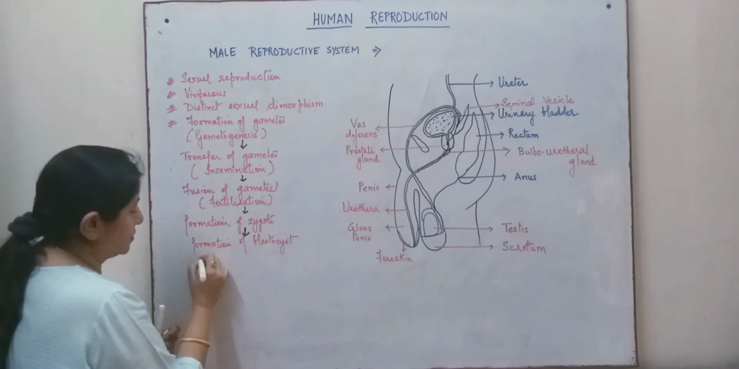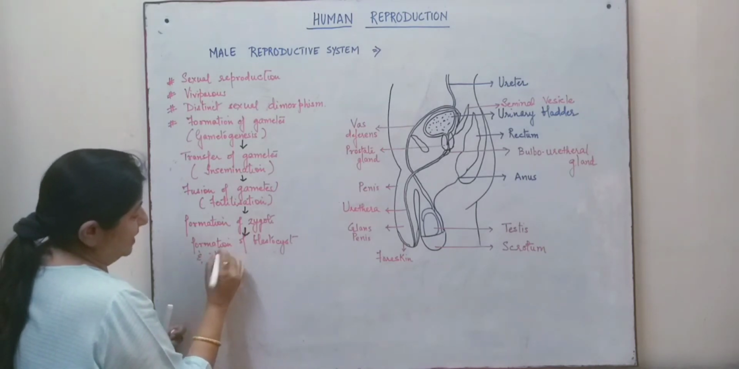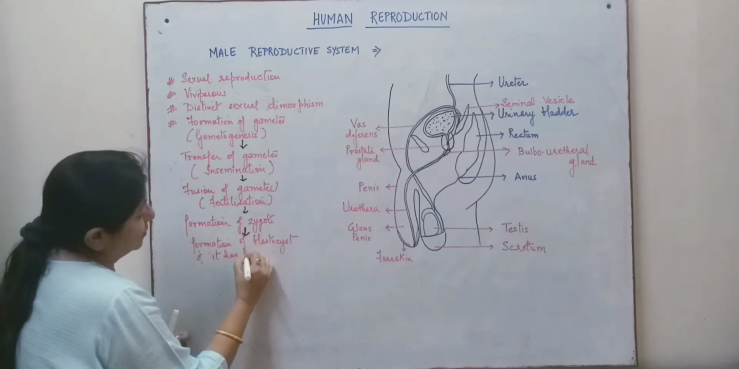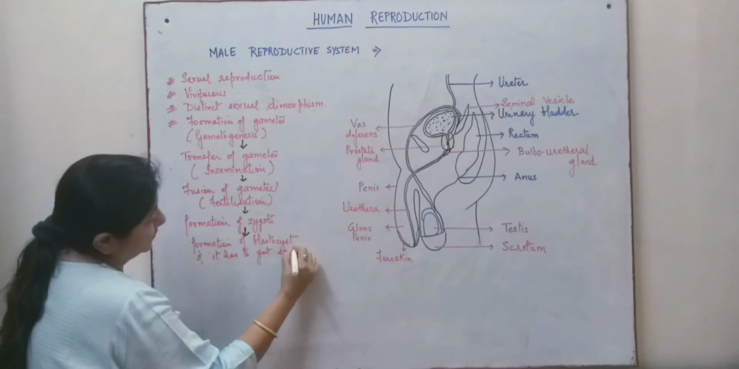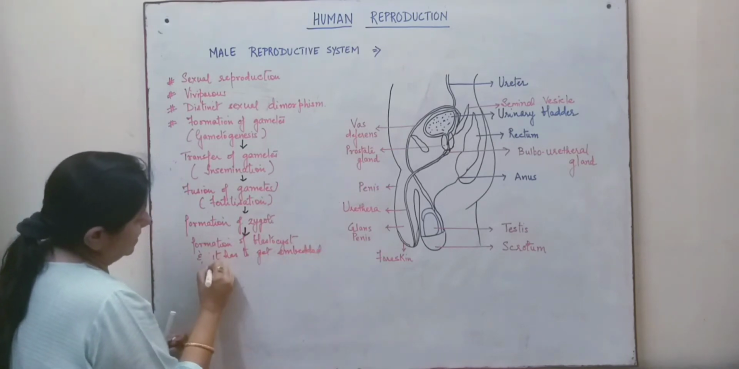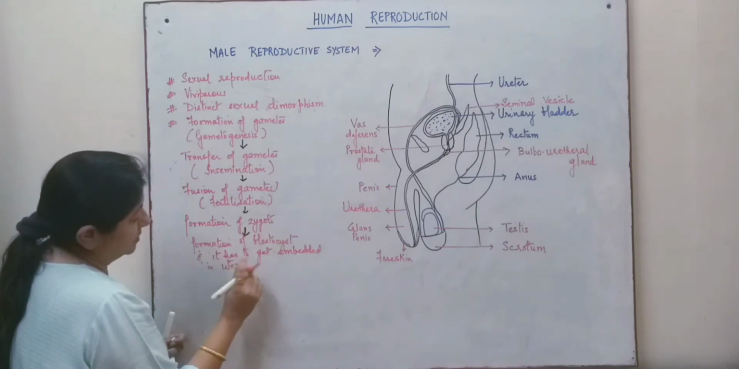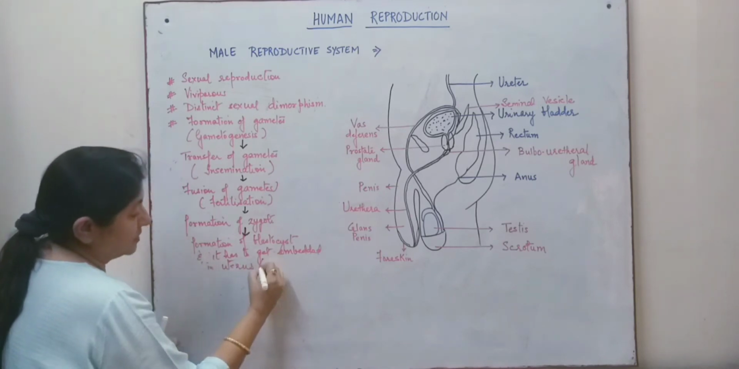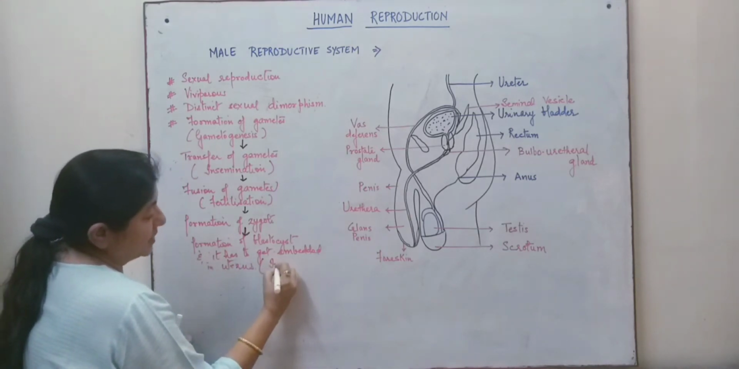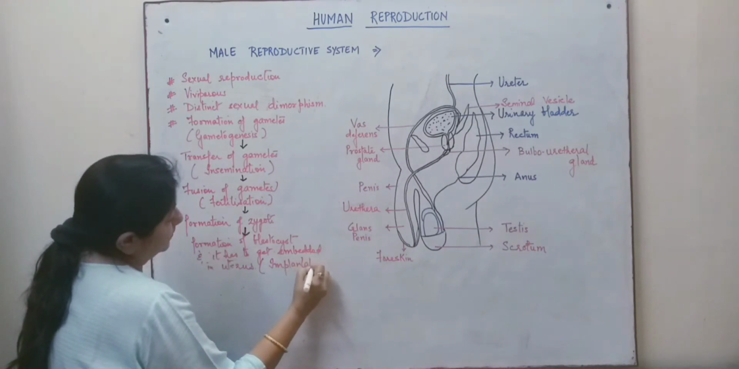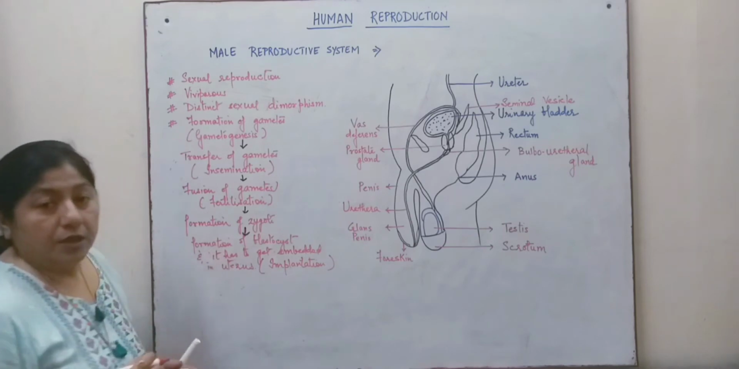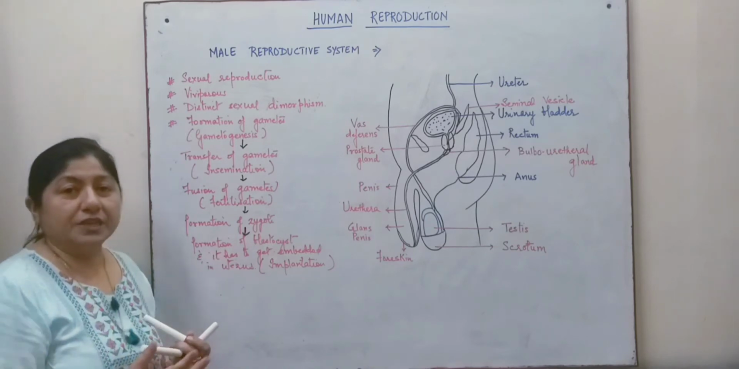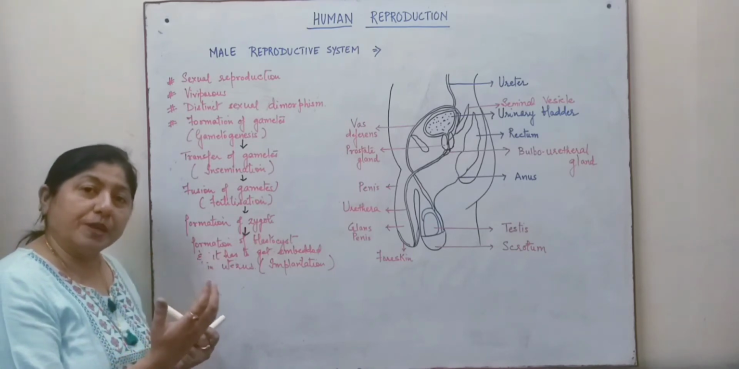So the blastocyst has to get embedded in the uterine wall, that is the uterus. That process is known as implantation. Now, after the implantation has been done, the development of the embryo takes place until the full baby is formed.